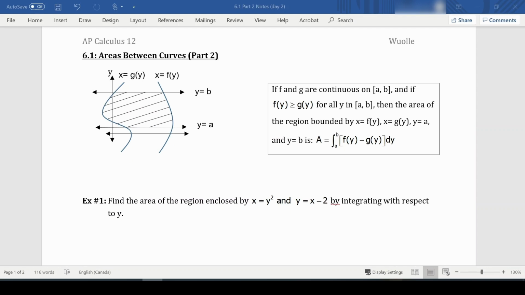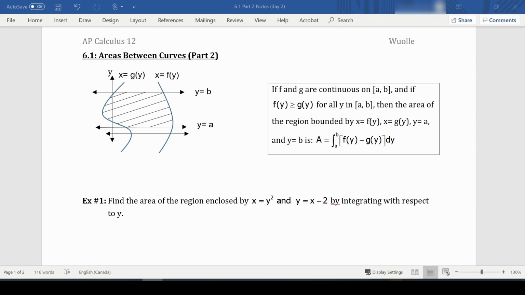And when we visualize what our areas looked like, we would have vertical rectangles with a width of delta x, which is represented by dx in our integral. The area underneath your top curve would be the integration of f of x. And then the area under your bottom curve was the integration of g of x. And to find the area between the two curves, we had to do the area under the top minus the area under the bottom. Or in other words, the integral of the top curve minus the bottom curve with respect to x.